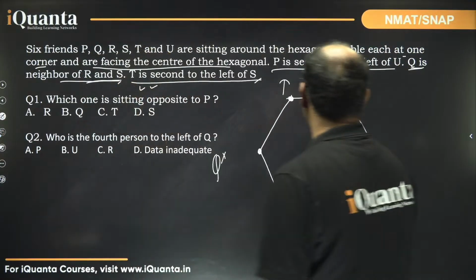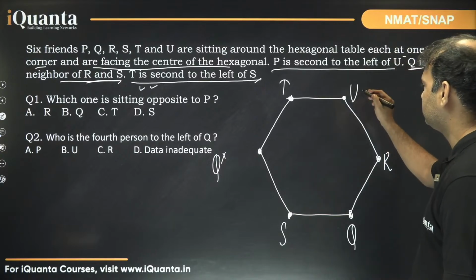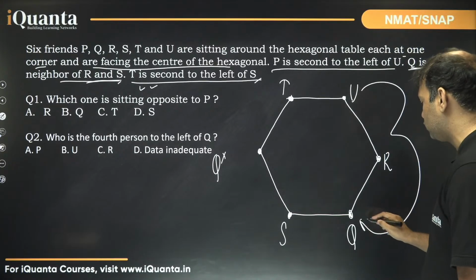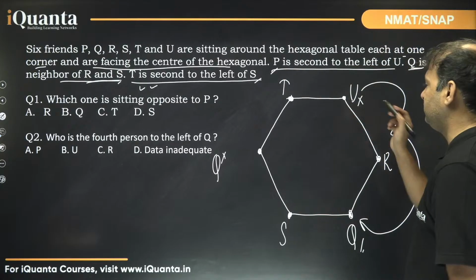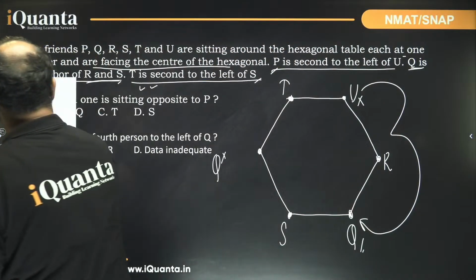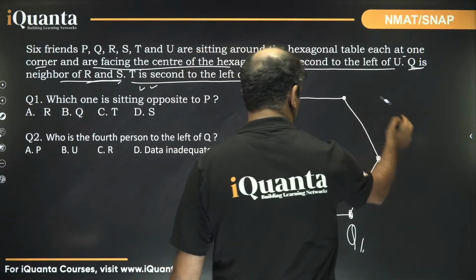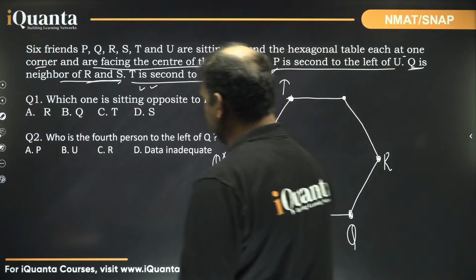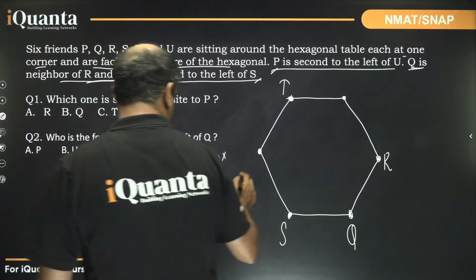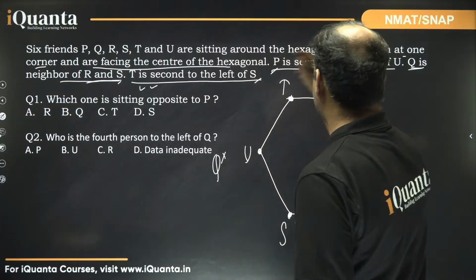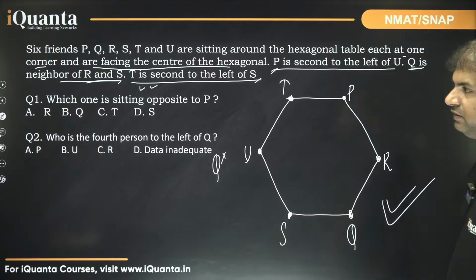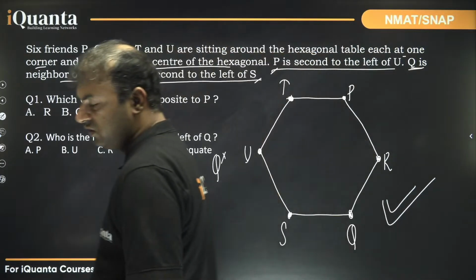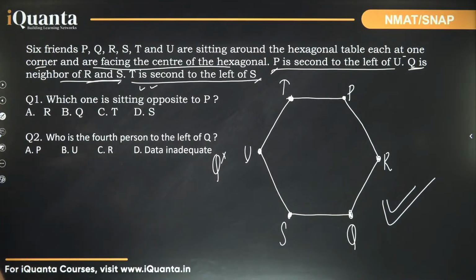So the second possibility, if let's say U is here, the second left of U is this place which is not empty, so this person cannot be P. That means this can't be U. Simple. That means the first possibility was correct. In the first possibility, U is here, and second left of U, P is here. So this is how we're able to draw all the 6 people finally, right? I hope this is understood to all of you. In this way, we are able to draw everyone.